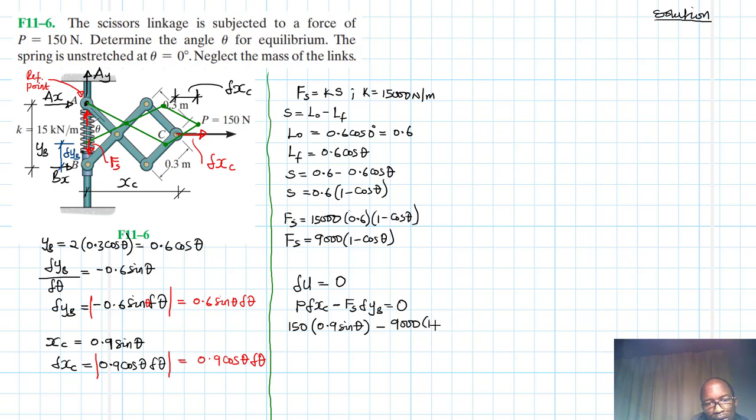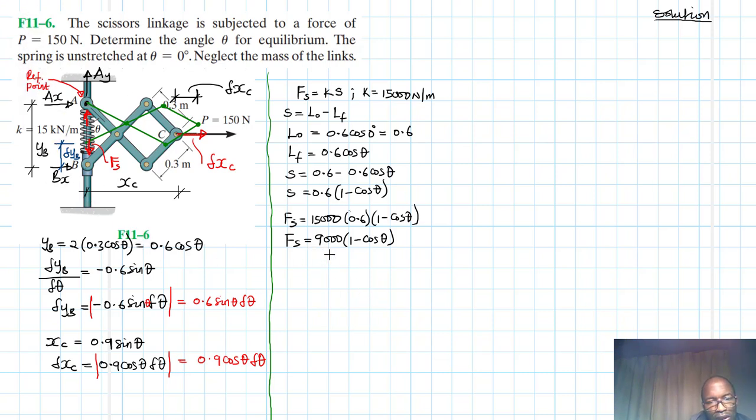So we can write it there as 9,001 minus cos theta, and then times del YB. And del YB is 0.6 sine theta. Okay, sorry, I need to write this.